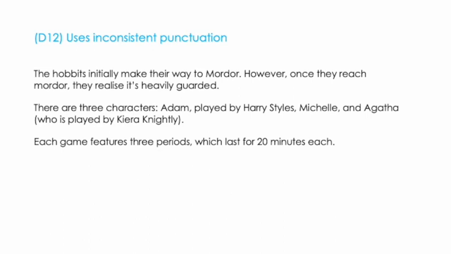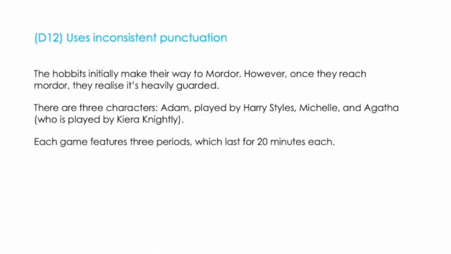The second example reads, there are three characters, Adam, played by Harry Styles, Michelle, and Agatha, (who is played by Keira Knightley). The key difference we see here is the use of brackets. Brackets can be a bit of an interesting thing in writing, and generally the golden rule is to avoid them at all costs. What we should certainly avoid, however, is using them as a one-off. In this example, we were able to depict that Adam was played by Harry Styles without using brackets, so it seems strange and inconsistent that when we get to Agatha within the same sentence, we're conveying similar information but this time using brackets.